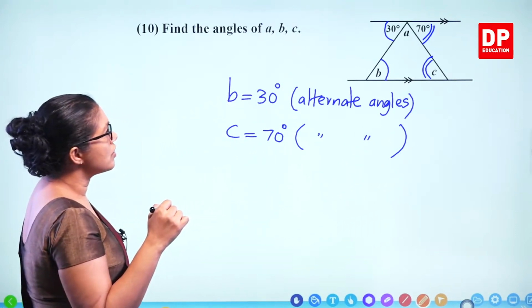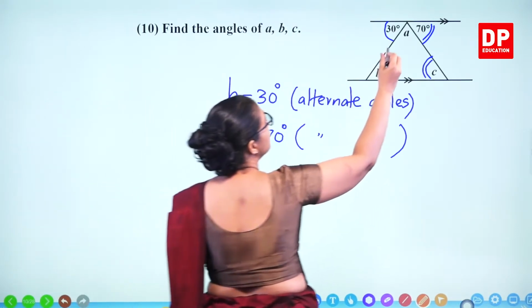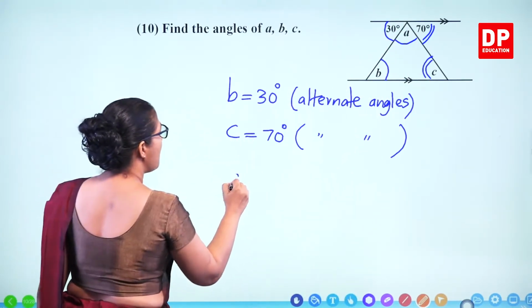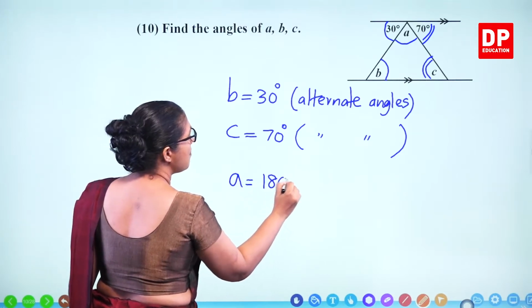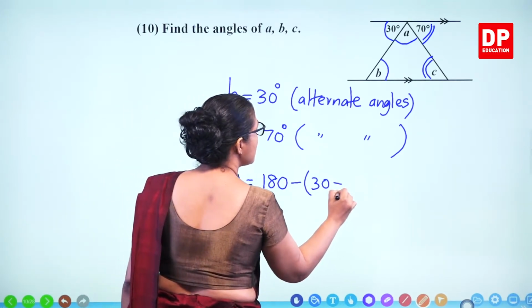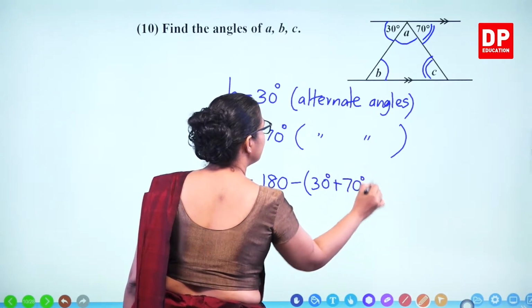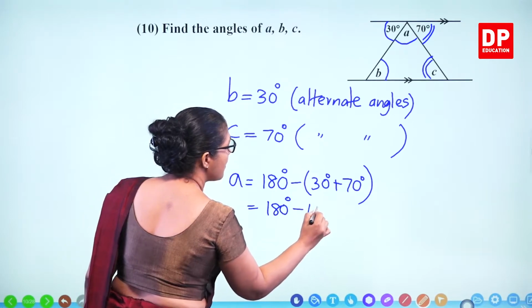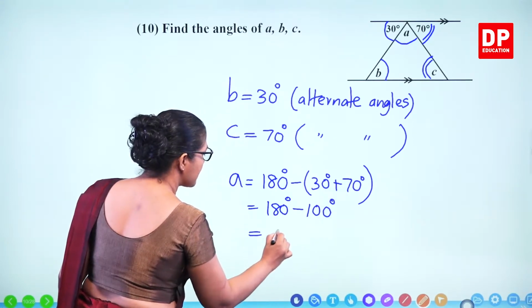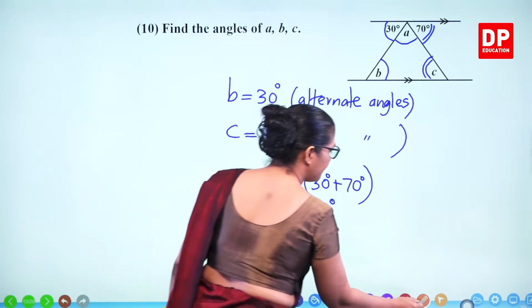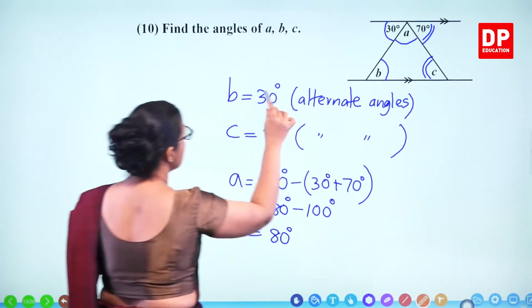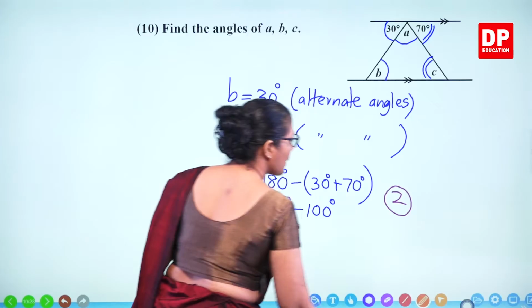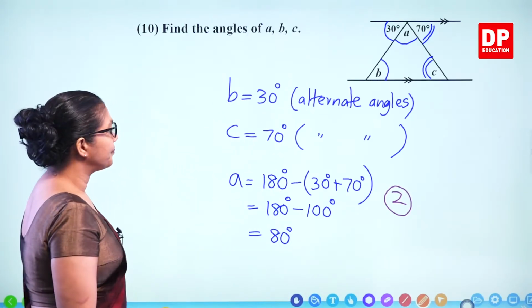So how do you find out A? Here, that's a straight angle. So A becomes 180 minus 30 and 70. So you get 180 minus 100, that's 80 degrees. So all these 3 values, you get 2 marks. If one is wrong, you get half marks.